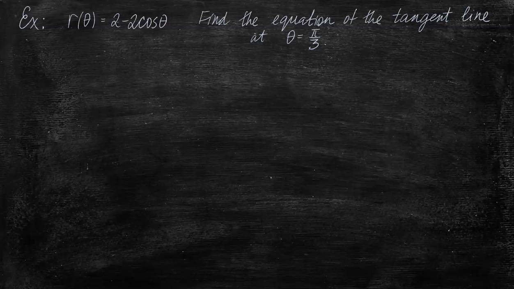Well, first we can identify the point where to look for the tangent line. So we're going to evaluate r at pi over 3. So we have 2 minus 2 cosine of pi over 3. Cosine of pi over 3 is 1/2. So we get 2 minus 1, which is 1. So everything is happening at the point 1 comma pi over 3.